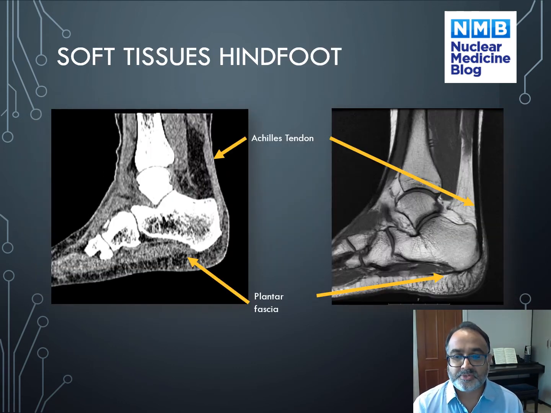When we're on the sagittal view, it's also worth looking at the soft tissues, and you can see the Achilles tendon, and you can assess for thickening of the Achilles tendon on the CT component. You can also see where the plantar fascia inserts, and if there's evidence of calcaneal spurs, you will see them at the site of the origin of the plantar fascia.